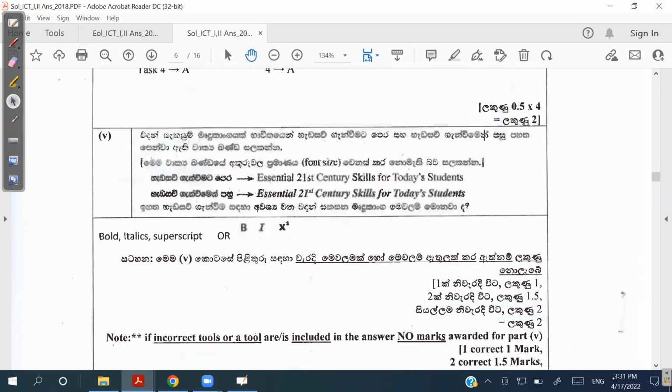Let's go through the marking scheme as well. Bold, italic, superscript. In this case, if you draw the icons, they have given the marks as well, like it shows here. Right, so be careful when you're answering these kinds of questions, people. If you put anything extra, which is considered to be wrong, you are not going to get any marks. So it should be either these three tools or some of these tools. If anything incorrect is given here, you are not going to have the marks.